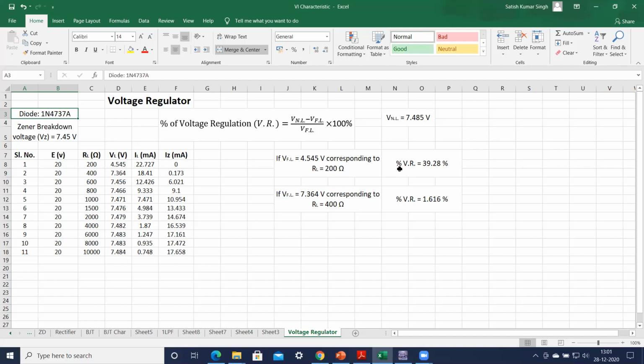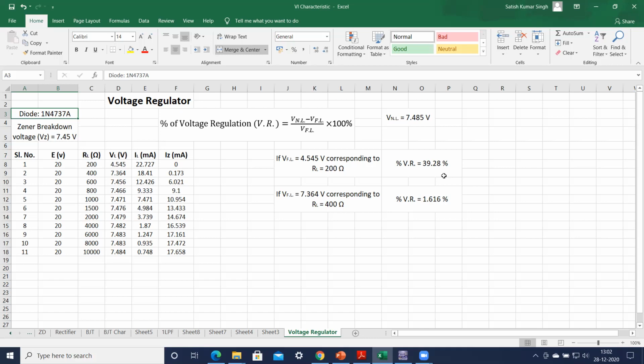If you calculate the percentage of voltage regulation by following this particular formula, and substitute these two values, you will get 39.28%. Remember that this value is very high. If you have already studied voltage regulation, then you remember that ideally the percentage of voltage regulation should be 0. It should be minimum. Only then is your voltage regulator acting as a perfect voltage regulator.